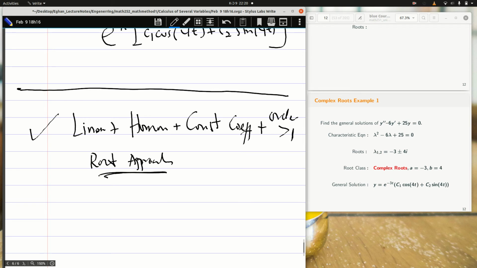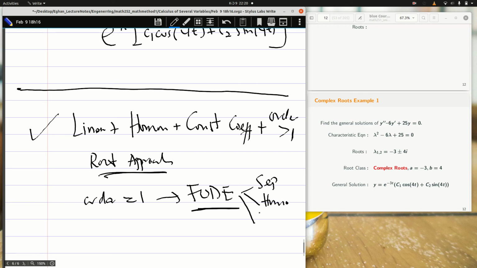Please don't forget this. But if the order is equal to 1, then you simply go back to your first order differential equation, where it is separable, it is homogeneous. You can use the integrating factor. You can check if it is exact or non-exact. You can also check if it is nonlinear, like the Bernoulli. So you have to note the differences in the solution technique.